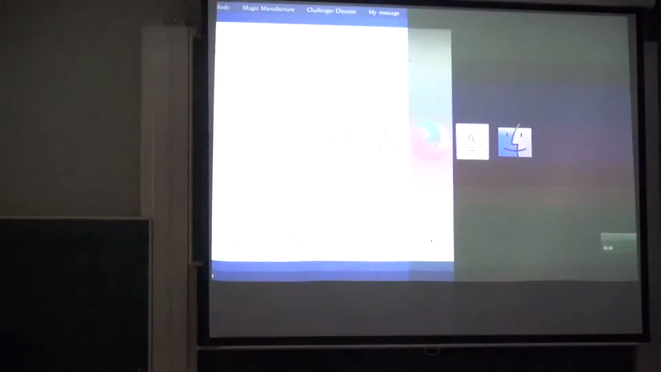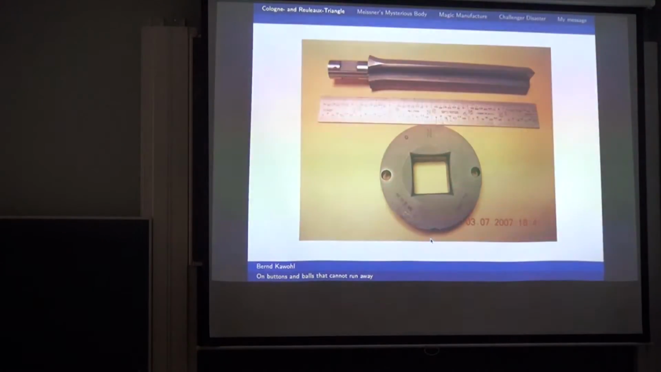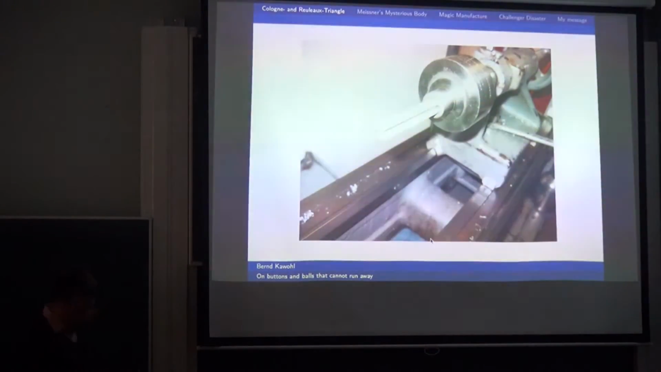So there you can download the video, yes. Let's see. This is how this looks like when you buy it as hardware. Here we see one of these drills in a lathe. A lathe is a horizontal drill, and on a lathe the workpiece is rotating and the drill is stationary.